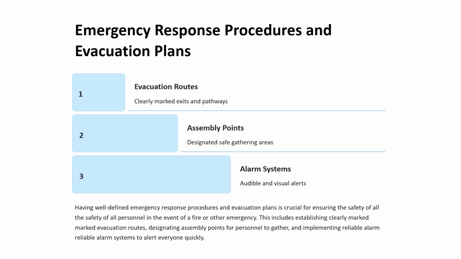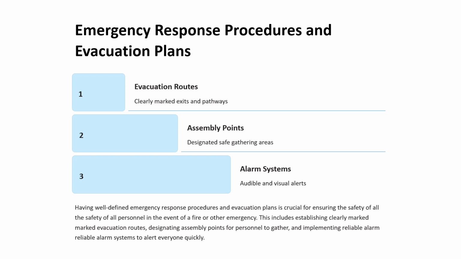Emergency response procedures and evacuation plans. 1. Evacuation routes. Clearly marked exits and pathways. 2. Assembly points. Designated safe gathering areas. 3. Alarm systems. Audible and visual alerts.